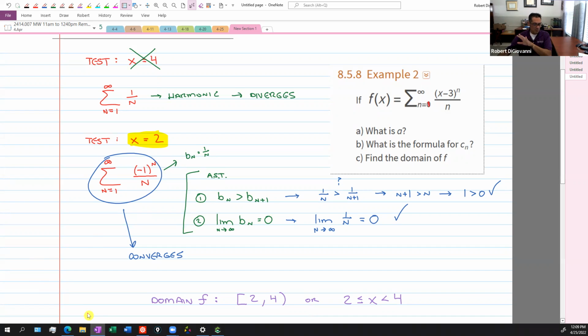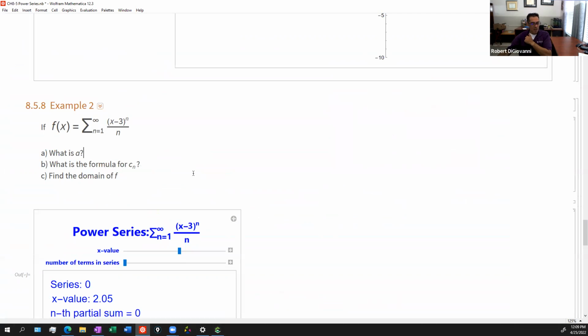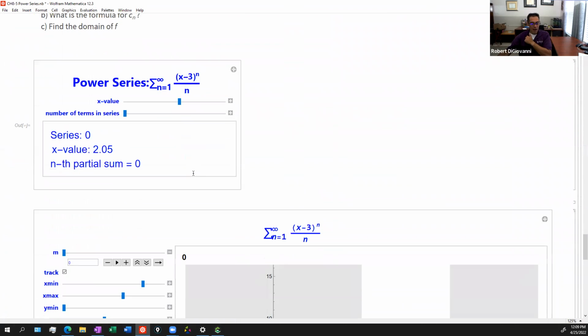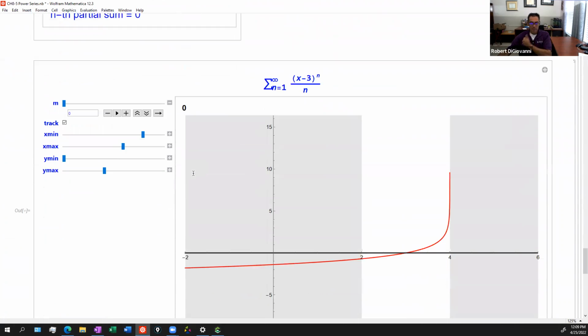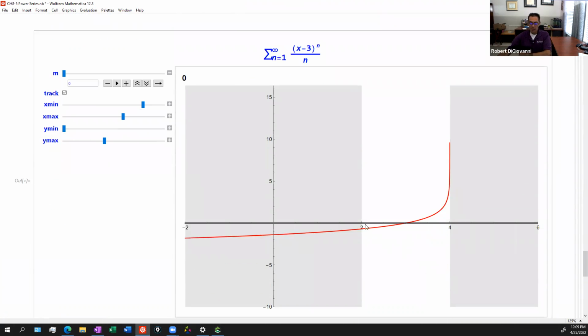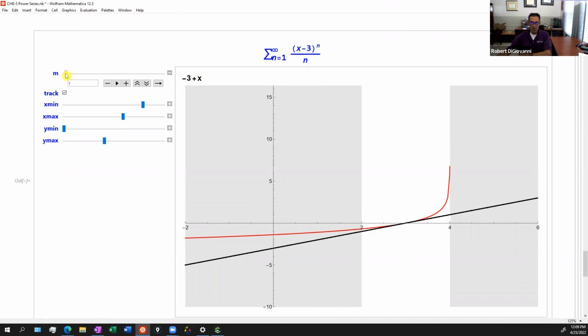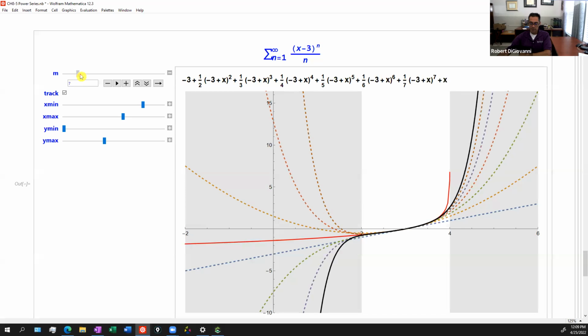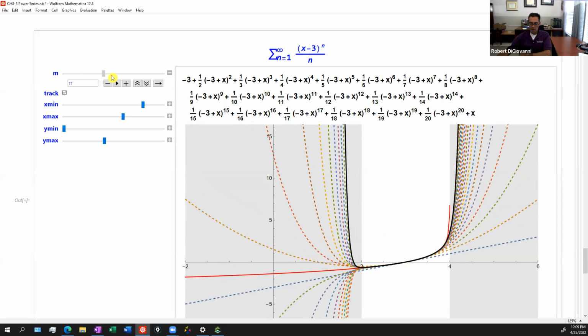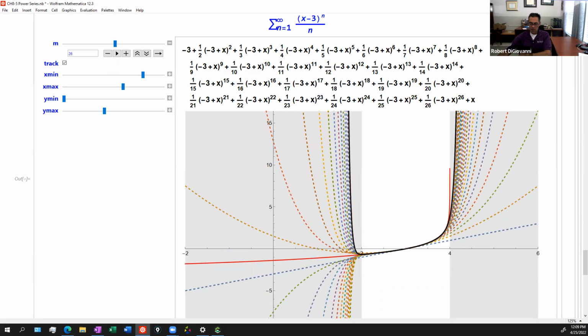All right, now, what is all this? Let's go and look at this function. I'm going to graph the function for you, okay? Remember, this function only makes sense between 2 and 4. So I'm going to show you what this function looks like. That's it right there. It looks like this black curve, but only look between 2 and 4.